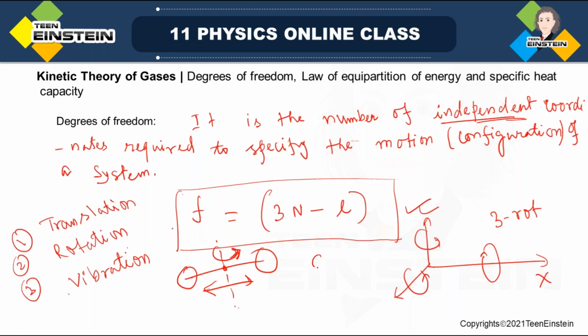Vibration means what? Sometimes this atom will go this way, and this way. Another atom also will move this way and this way. This is vibration. So about the mean position of this line of joining, they can vibrate. So this is called vibrational degrees of freedom.